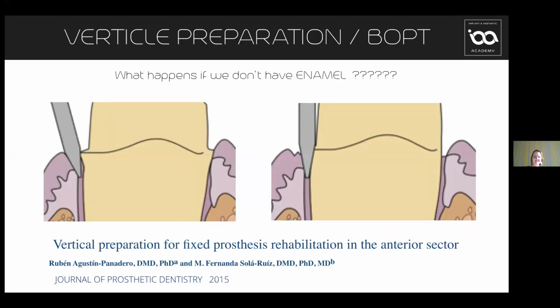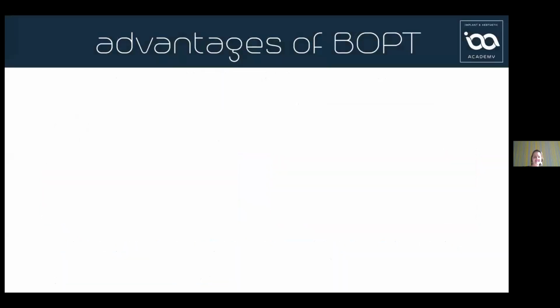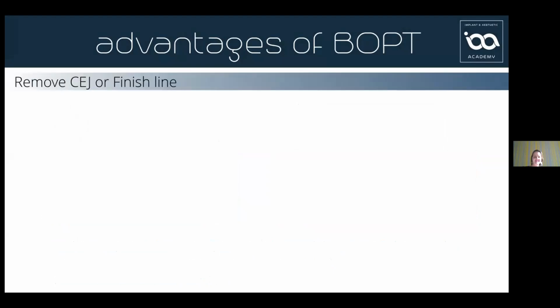coverage restorations. So if we look at advantages of BOPT or vertical preparations, and we go through them, the first is that we remove the CEJ or the finish line.